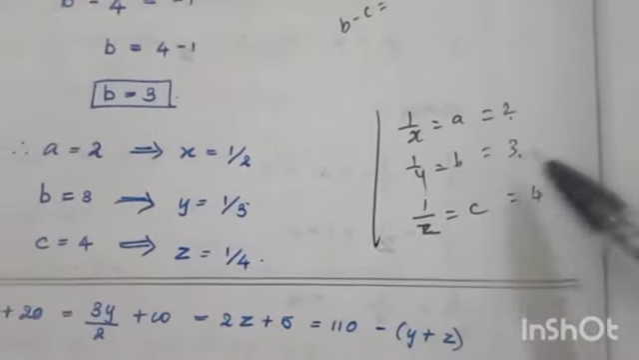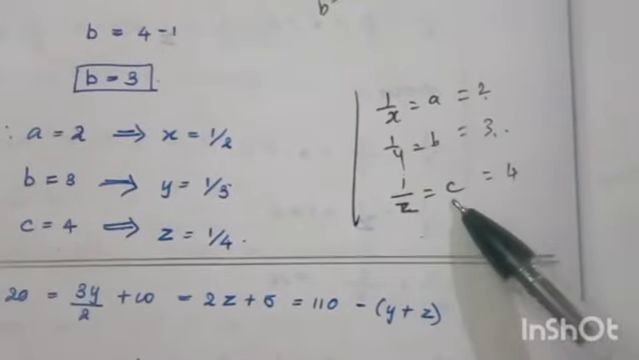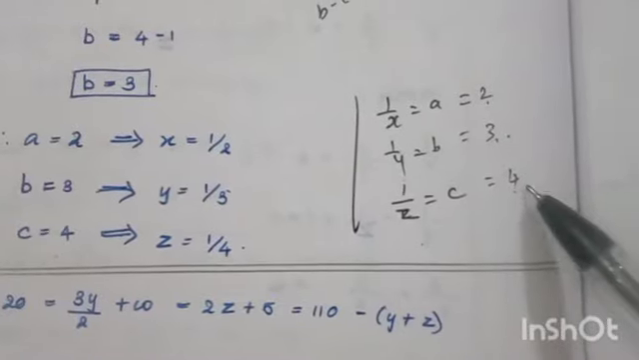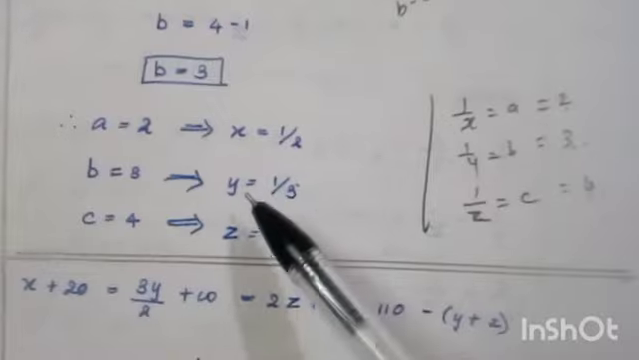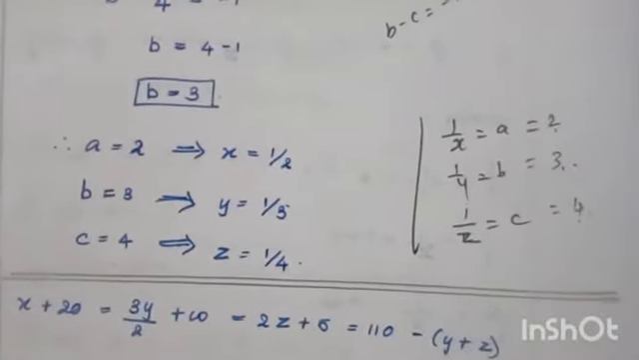So 1 by y equal to 3, y equal to 1 by 3. 1 by z equal to c, that is c value 4. So that means 1 by z equal to 4, z equal to 1 by 4. So the x value 1 by 2, y value 1 by 3, z value 1 by 4.